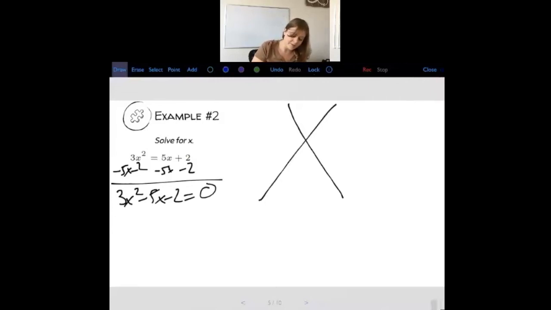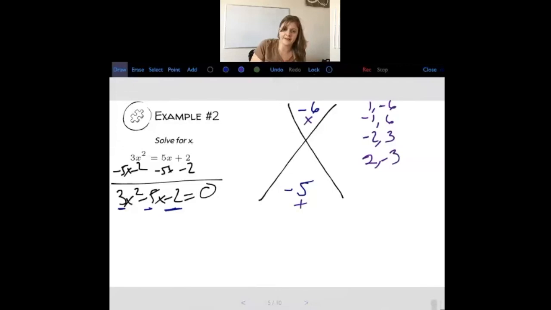So to start off, I multiply 3 times negative 2 to get negative 6. The middle term, or the b value, goes on the bottom. So now I'm looking for two numbers that multiply to negative 6 but add to negative 5. So you can go through the numbers that multiply to negative 6. So we have 1 and negative 6, negative 1 and 6, negative 2 and 3, 2 and negative 3. And you're looking for the pair that adds to negative 5.